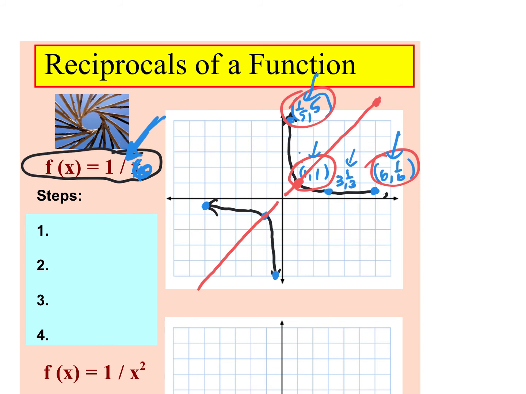Yes? Wouldn't the line start at 1, 1 always? No. Because remember this point? 1/5 comma 5? Oh, that turned into 1/5 comma 1/5. All right, that was a weird one.